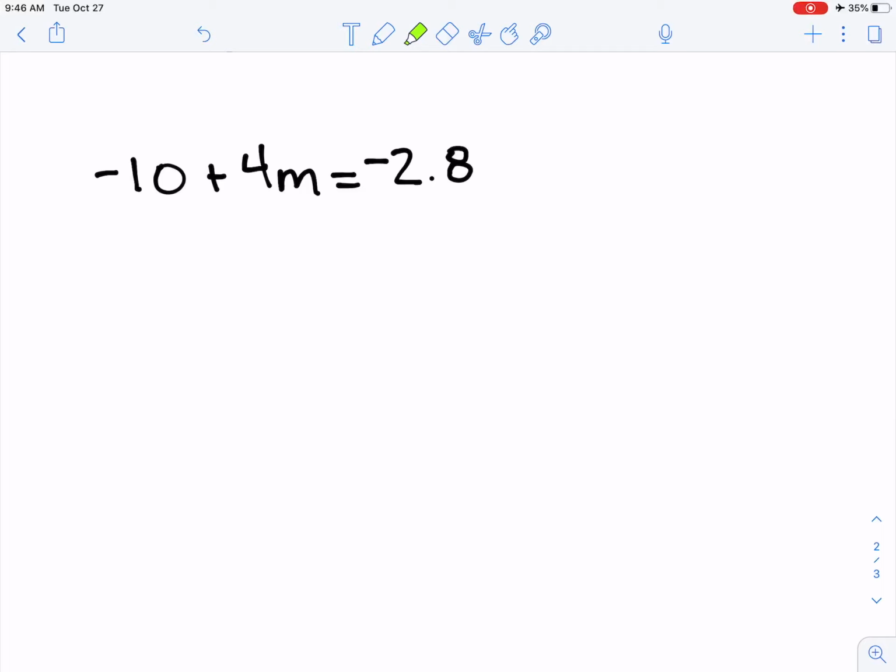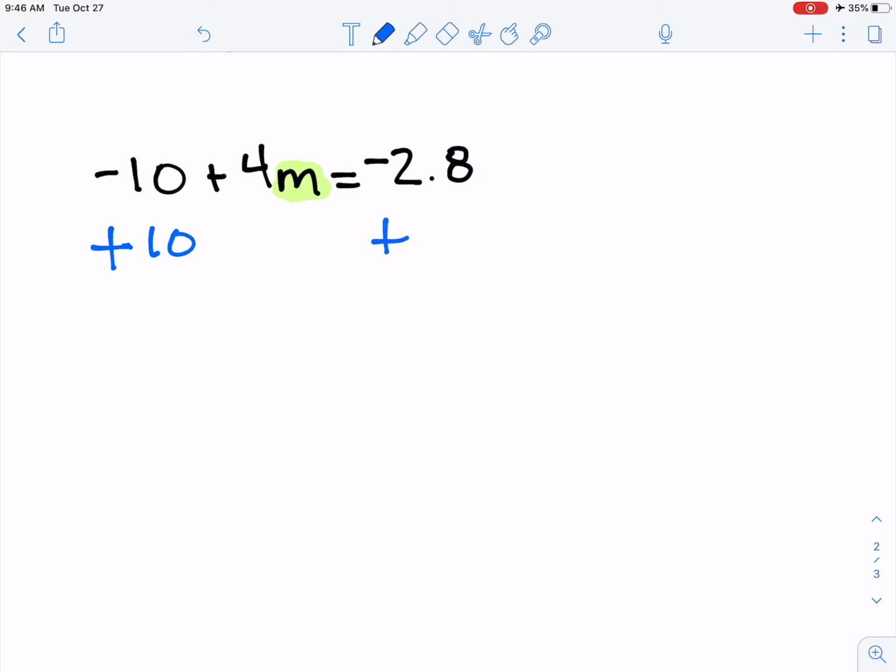Just like in our other examples, the object of the game is to get the variable by itself, so I've got to move everything away from m. Now this one's a little bit tricky because I have a negative 10 that's being added to 4m. So normally we'd say, oh, well, since it's being added, we should subtract. But actually this is a negative 10, and we're going to do the opposite of the symbol that's in front of that 10. So since it's a minus 10, I'm going to do plus 10.